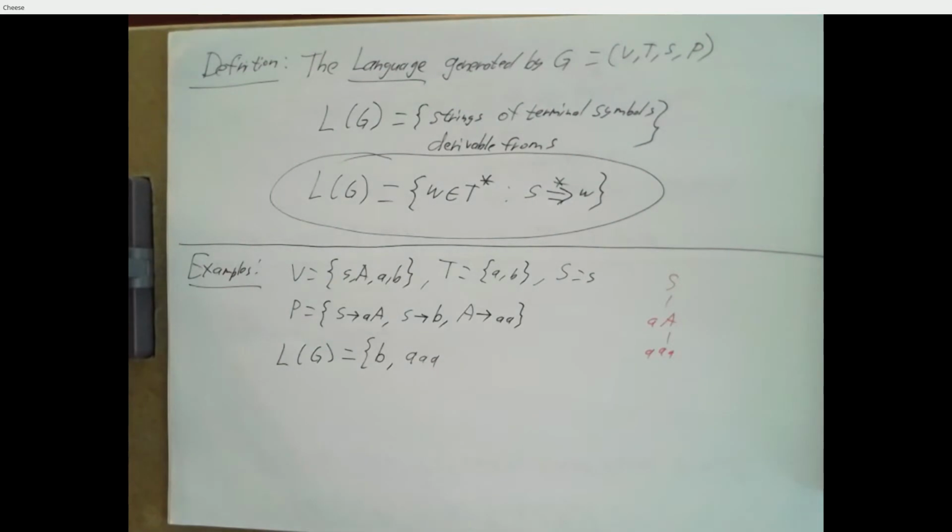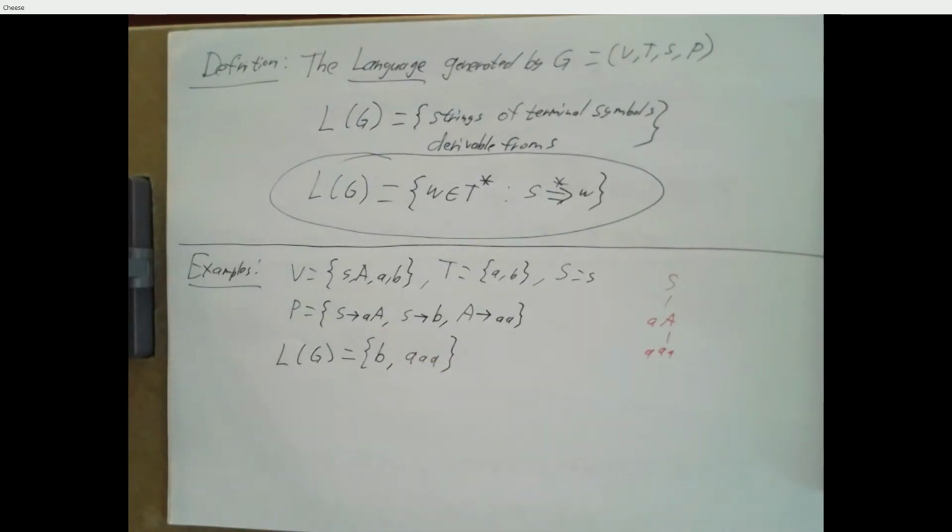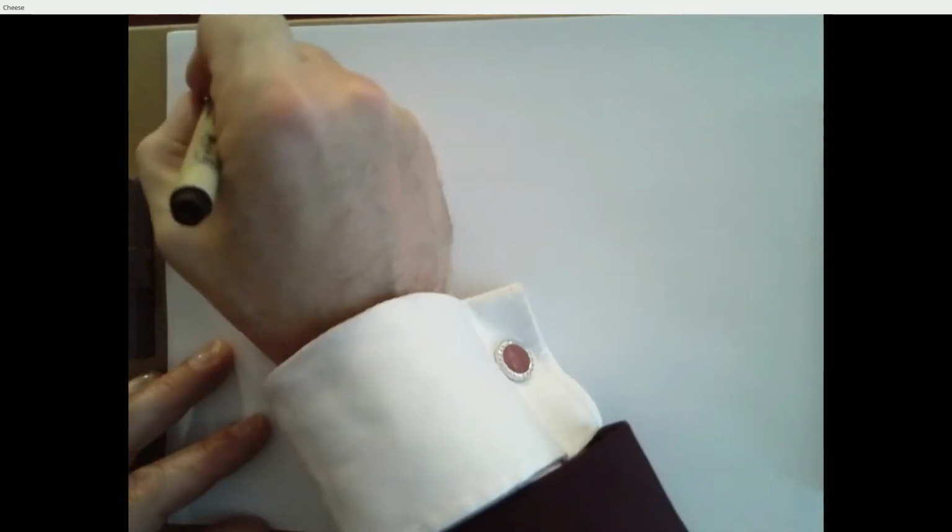I think you're right. So that's not a very exciting language. It's got two things in it. It's no better than the last one we had. It's got a triple A and it's got a B. All right, let's make something more interesting.